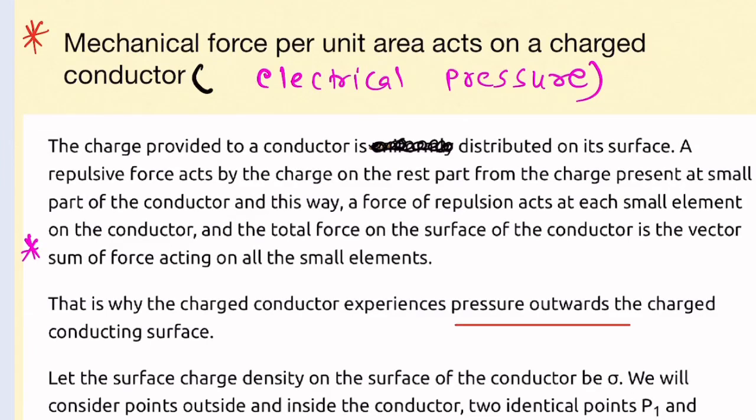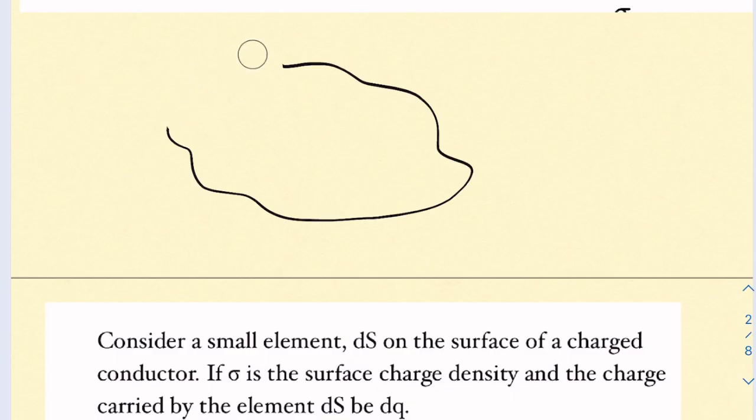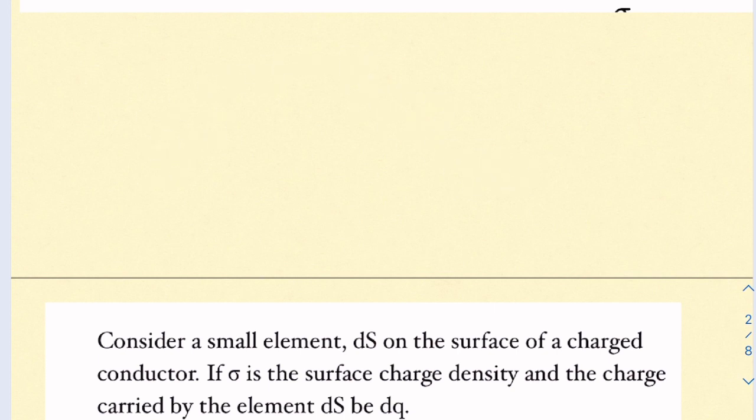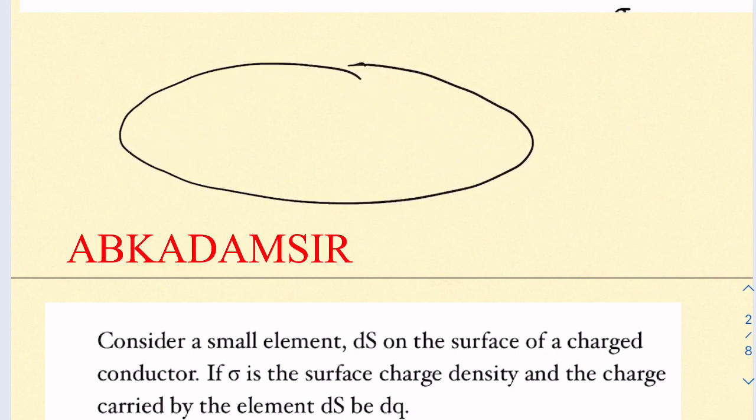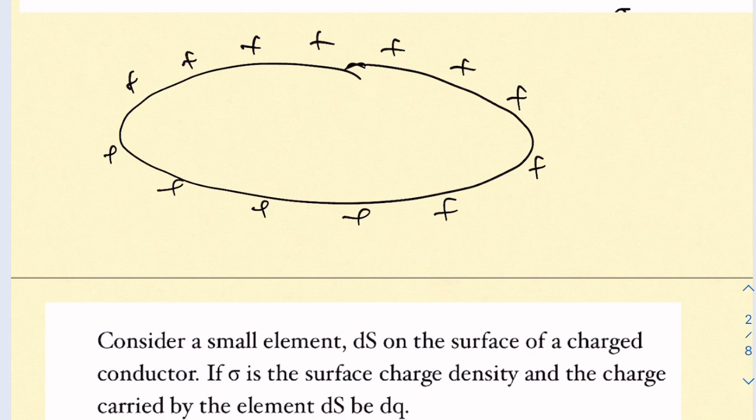अब एक इम्पॉर्टेंट आर्टिकल है, मैकेनिकल फोर्स पर यूनिट एरिया एक्ट ऑन अ चार्ज्ड कंडक्टर. Suppose this is a conductor and charge on it is distributed on its surface. Now each small charge repels other charge, right? Therefore force of repulsion acts on each element.